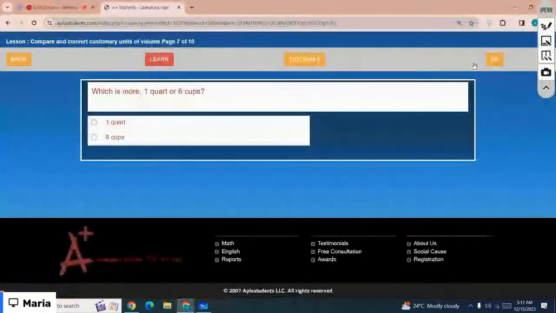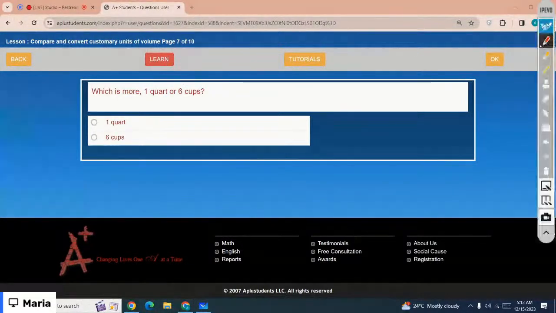Okay, which is more, 1 quart or 6 cups? Which is the correct option? 1 quart is the same as 4 cups. So which is more? Obviously then 6 cups is more, right? The correct option is 6 cups.